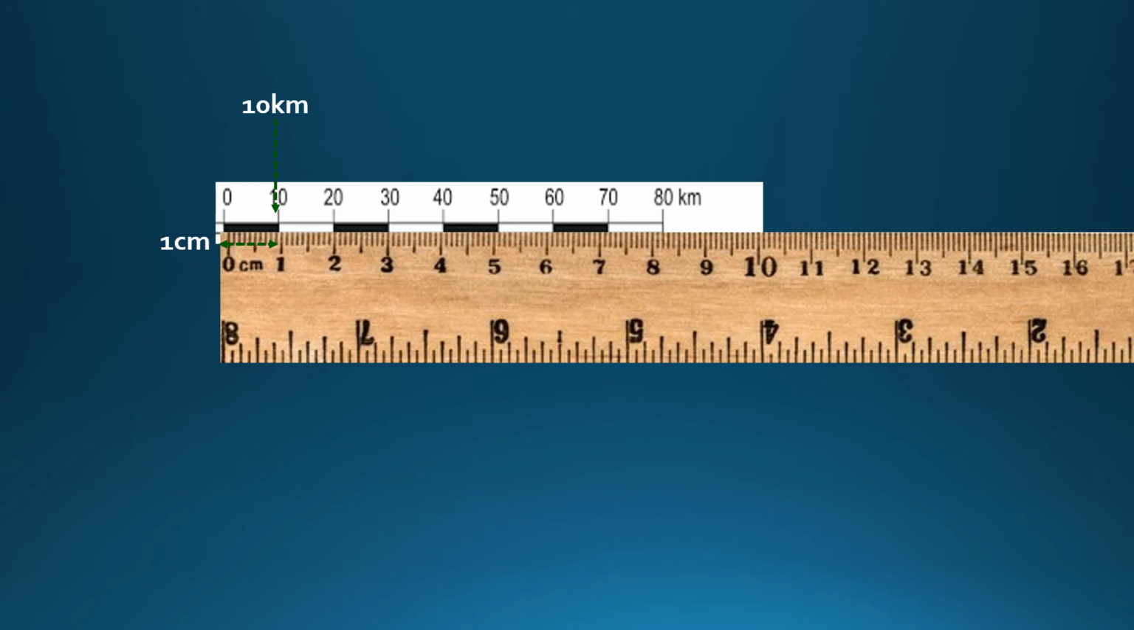That is the distance between the 0 and the 10 kilometers on this particular linear scale. Hence, our statement should read 1 centimeter to 10 kilometers. Again, 1 centimeter to 10 kilometers. That is our statement. And just like that, we just converted our linear scale into a statement scale.